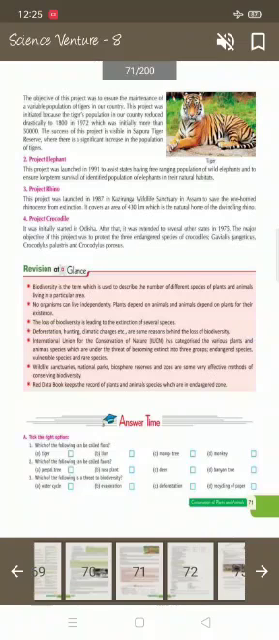Second, Project Elephant. The project was launched in 1991 to assist states having free-ranging populations of wild elephants and to ensure long-term survival of identified populations of elephants in their natural habitats. Project Rhino. The project was launched in 1987 in Kaziranga Wildlife Sanctuary in Assam to save the one-horned rhinoceros from extinction. It covers an area of 430 kilometers, which is the natural home of the dwelling rhino.